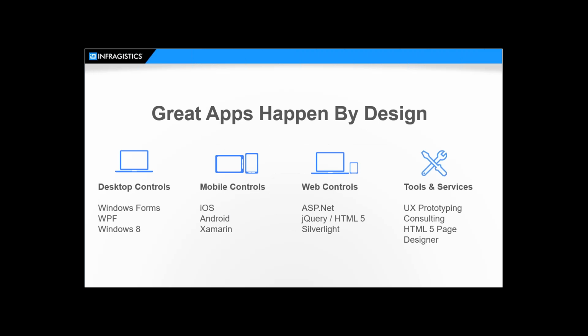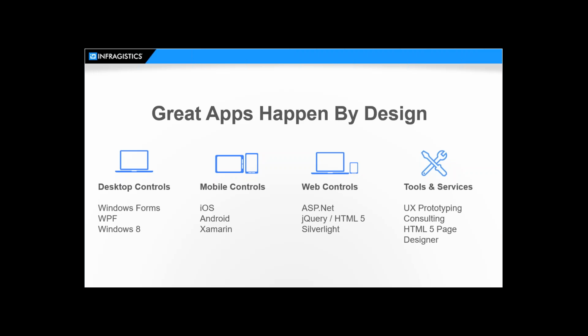So we always talk about design at Infragistics. We consider ourselves a UX company. We have UX tooling. We have UX services. We do a lot of user experience work for our customers, and that flows into our controls. So what we talk about is that great apps actually happen by design. And the way we look at building out great software is it starts with design, and then it flows into the great UI controls that we ship across desktop, across mobile, across web.